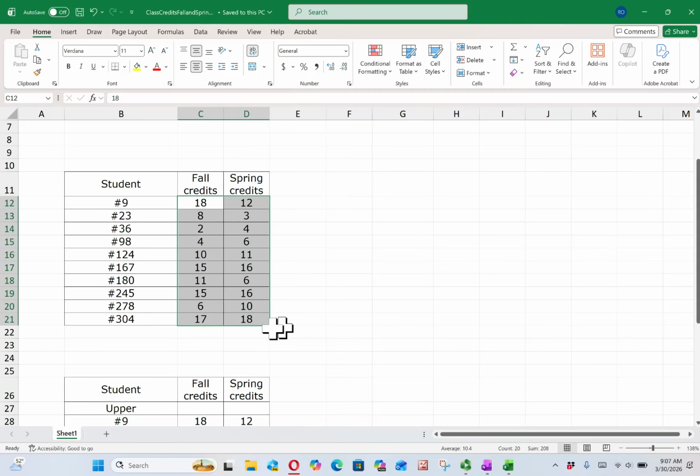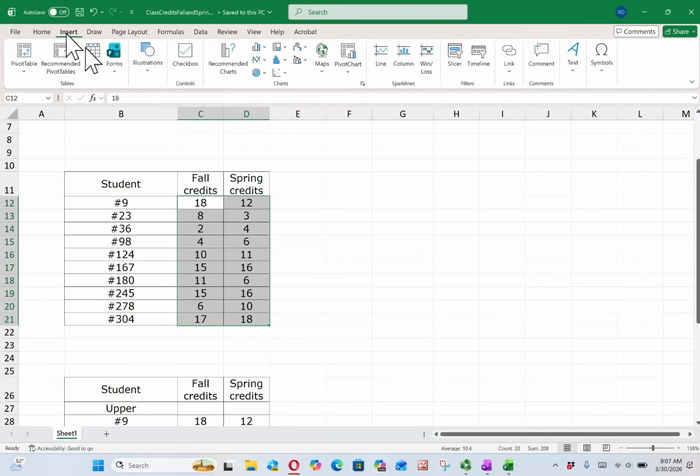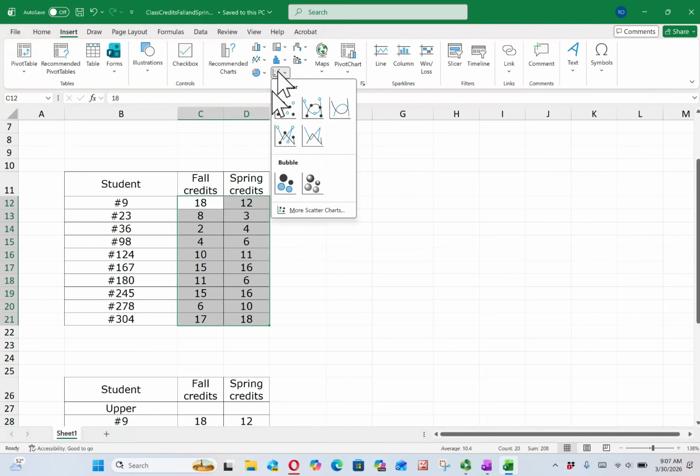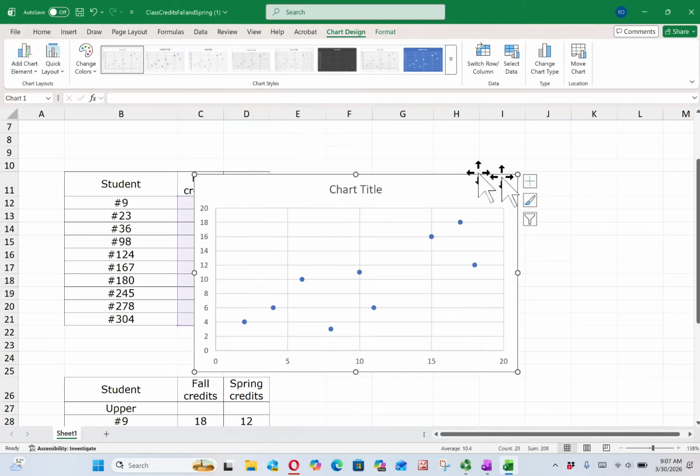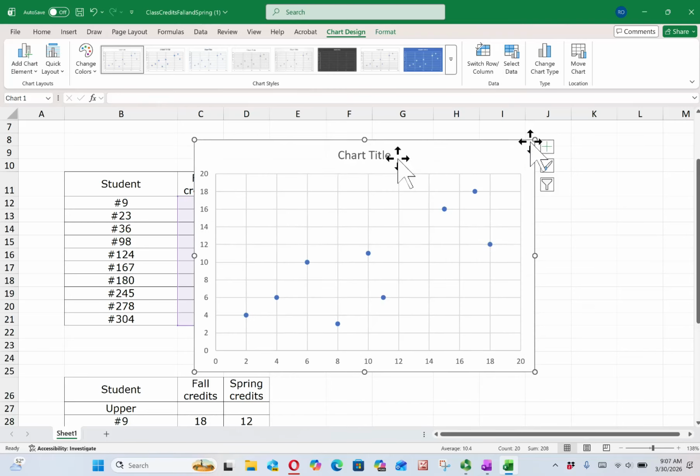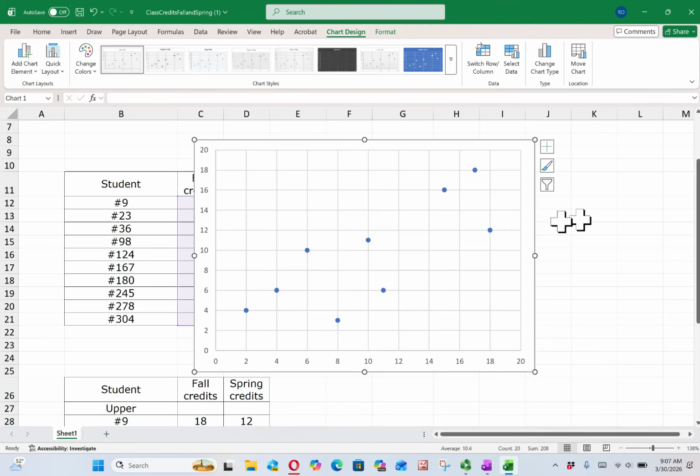Going to make a scatter plot of that, and when you do it this way, if you mark the data, whatever column is first becomes the X. So mark it, insert, and there's the graph, and this shows the relation between those two things.